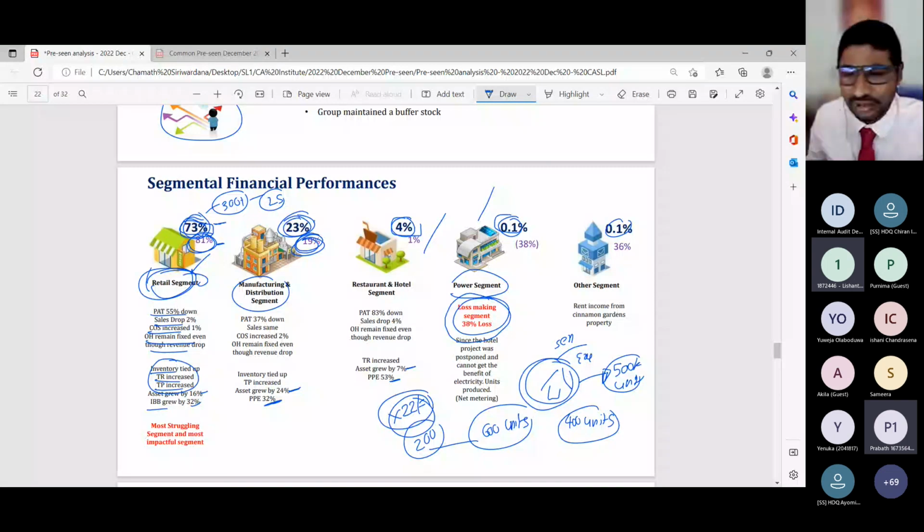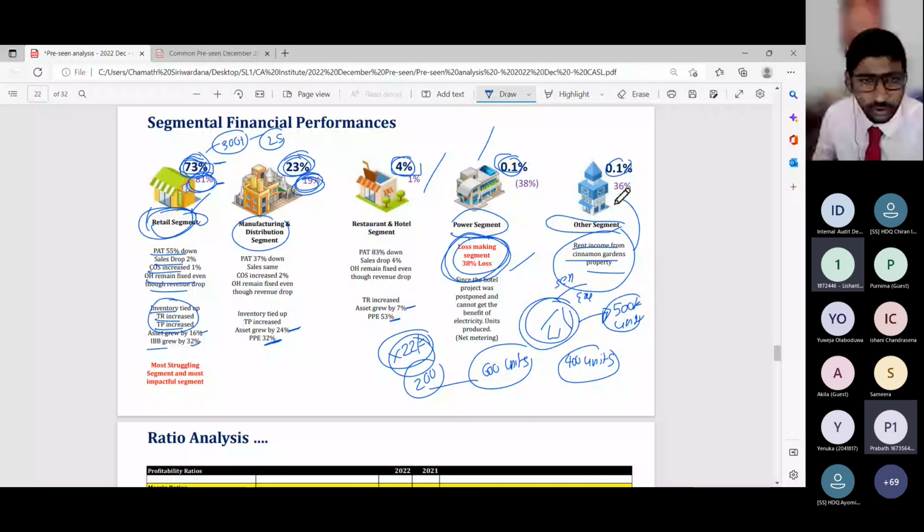Other than that, we can't say that energy or renewable energy or any other energy project is loss-making, but that may be the reason for the losses. I don't know, but I have expressed this view based on general things. As for the other segments, they have not specifically mentioned them. Maybe there's rent income from the Cinnamon Gardens property that might be included under other segments. Anyway, not that much information has been provided. So that is the segment information at the moment.